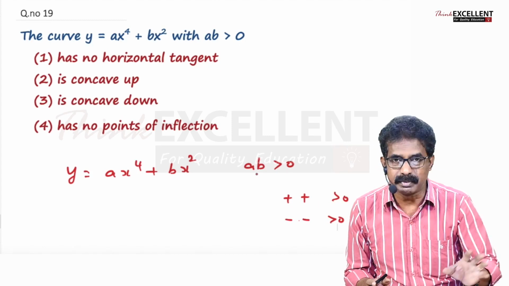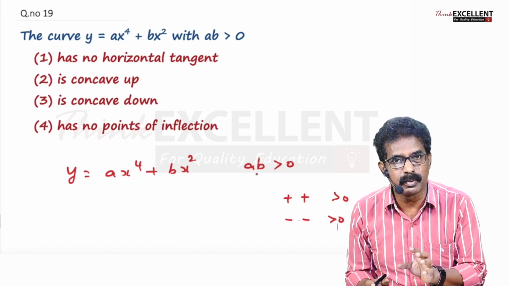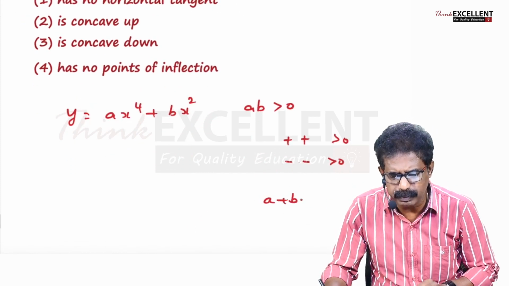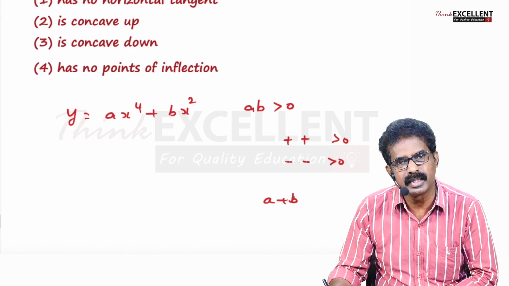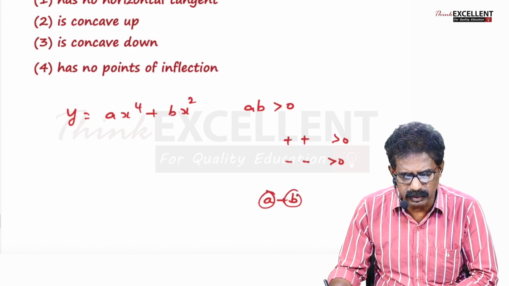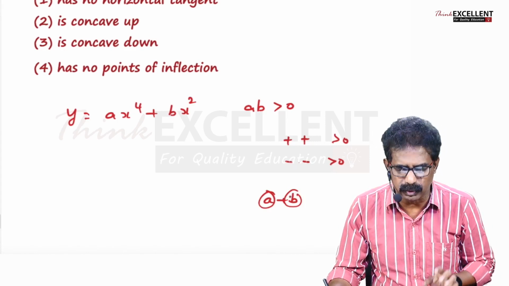Both are of the same sign. Either both a and b are positive or both a and b are negative. So listen, then what can you say about a plus b? Can you make it 0? Because a is positive, b is positive. Two positive numbers you add, you won't get negative. Sorry, you won't get 0.